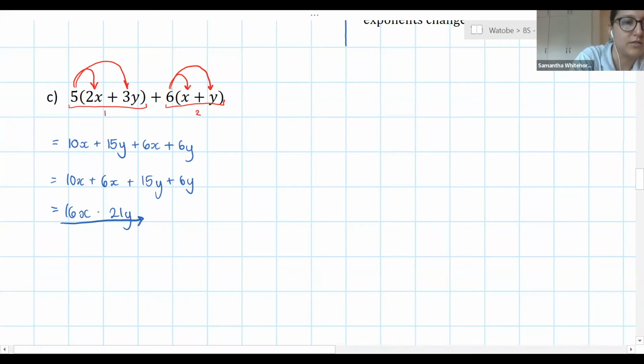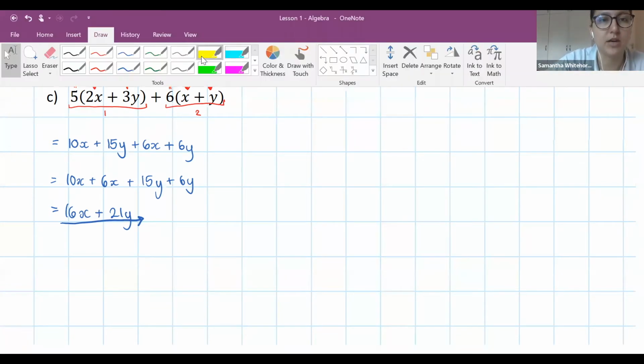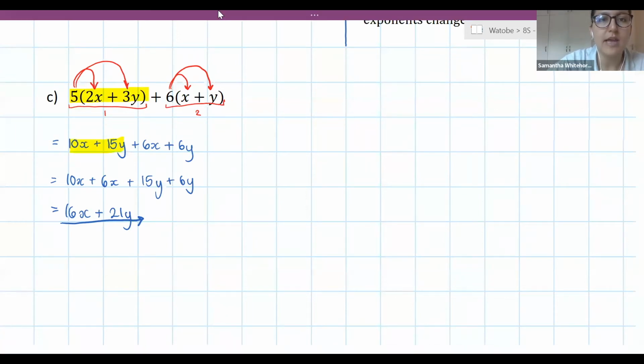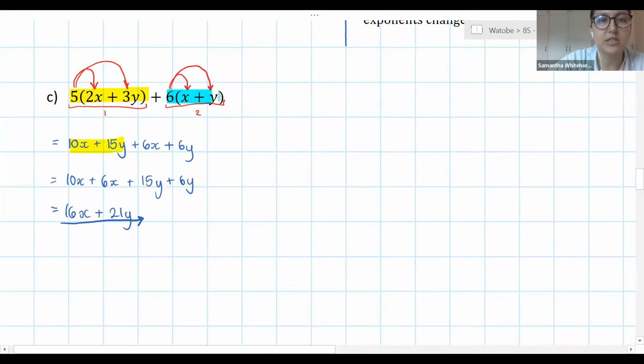Oh gosh, it's gone weird. Okay, guys, so exactly, we distribute, just so that we're all clear where these things are coming from. If I distribute the 5 into the first bracket, I get the 10x plus 15y. And if I distribute the 6 into the second bracket, I get the 6x plus 6y. So that's where those terms have come from.